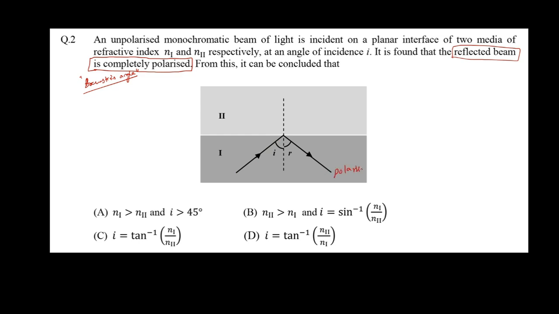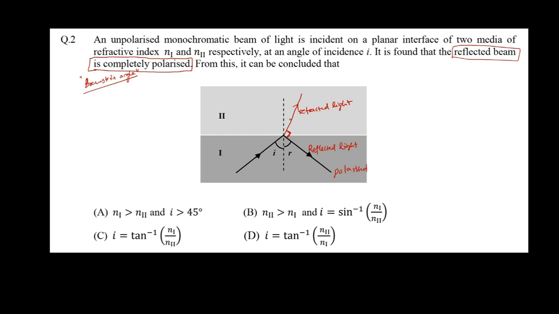This is completely polarized under one condition. What is that condition? The refracted light is perpendicular to the reflected light. Refracted is partially polarized, and refracted and reflected light will be perpendicular to each other. You can verify this. If you remember it, it's okay, otherwise we verify polarization by reflection, which we call the Brewster angle.